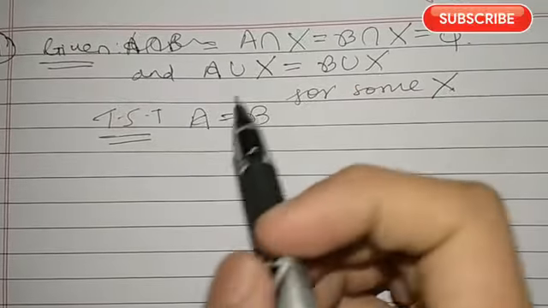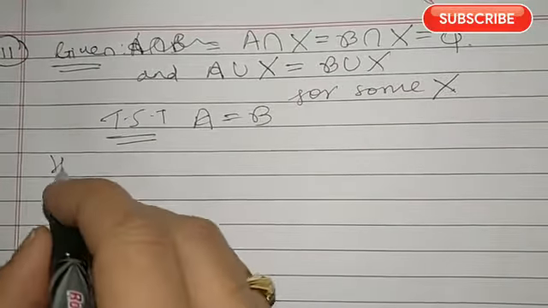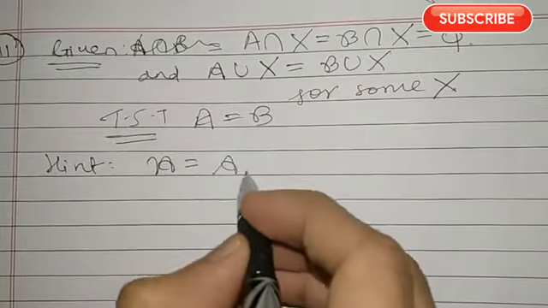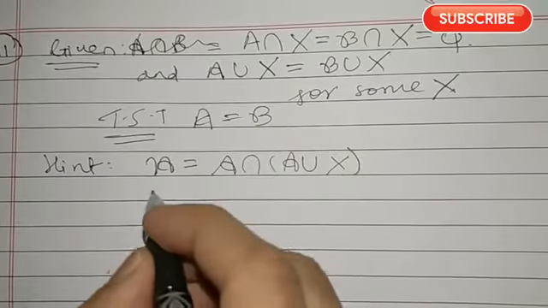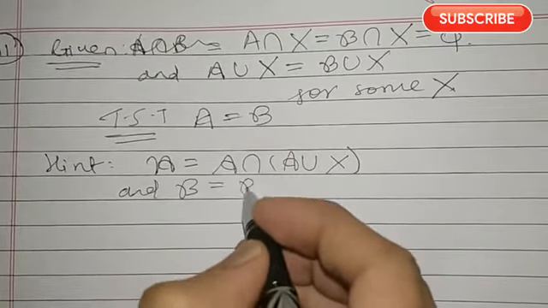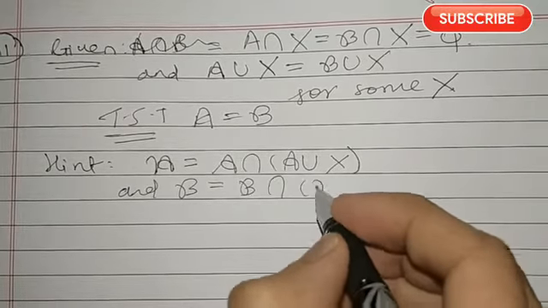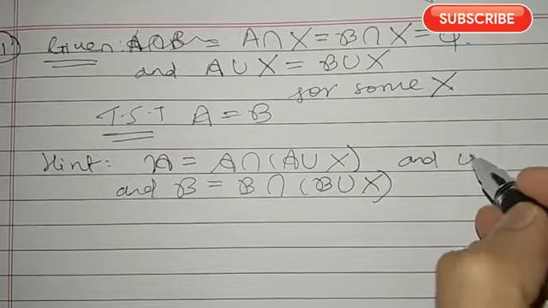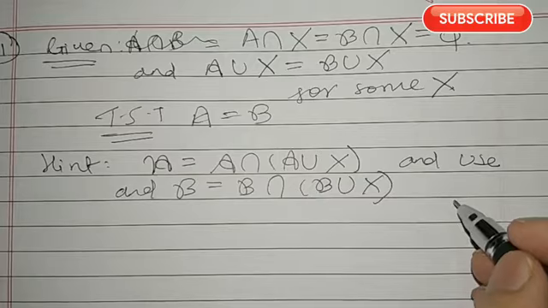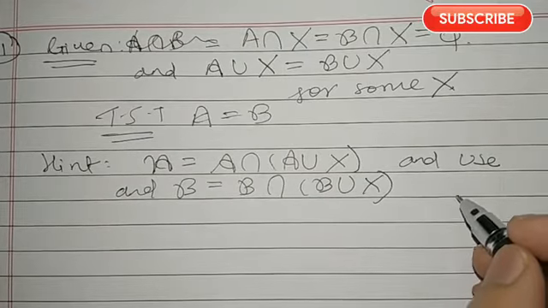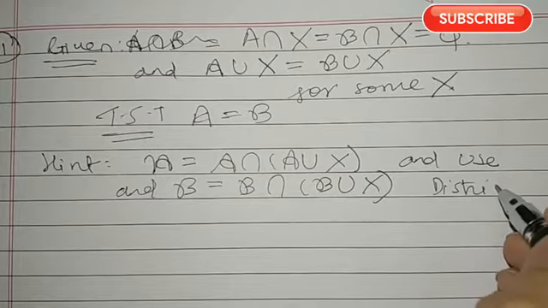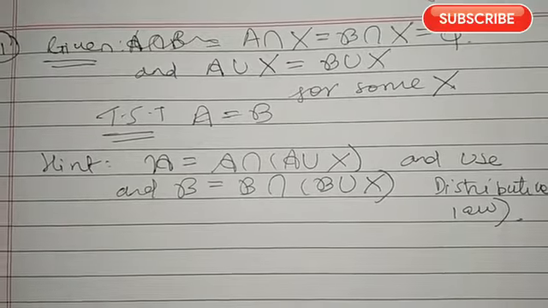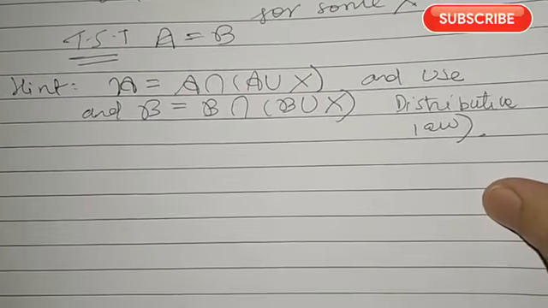Now see, this hint is given. I will write the hint here. The hint is A is equal to A intersection (A union X), and B is equal to B intersection (B union X). Also it is given to use the distributive law. So we have to use this hint.